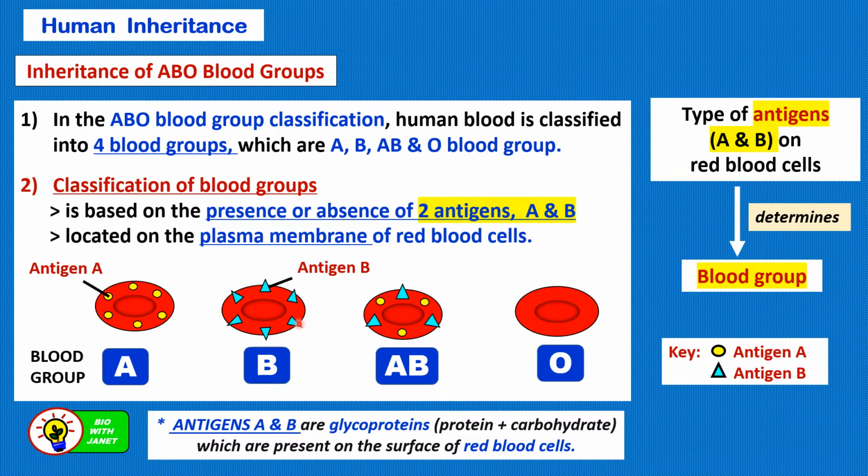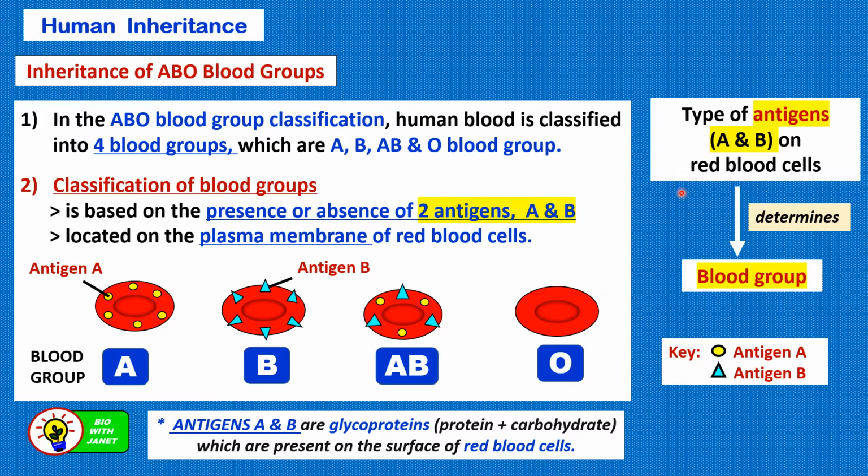Okay. So if you are in blood group AB, you have both the antigens A and B. All right. So the blood group is named after the type of antigen that's present in the red blood cells of the person. And if you are blood group O, you have neither antigen A nor antigen B. You have neither of these antigens on your red blood cells.